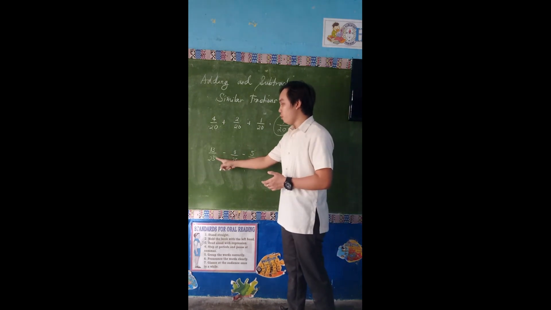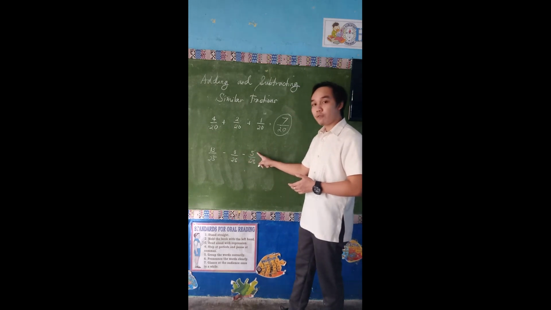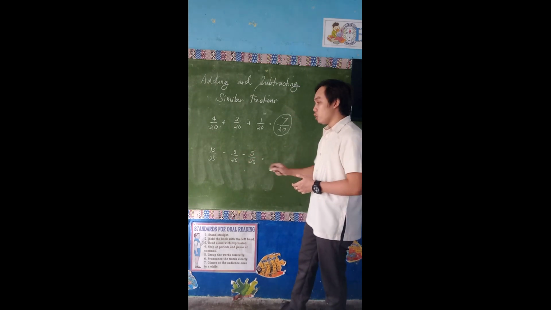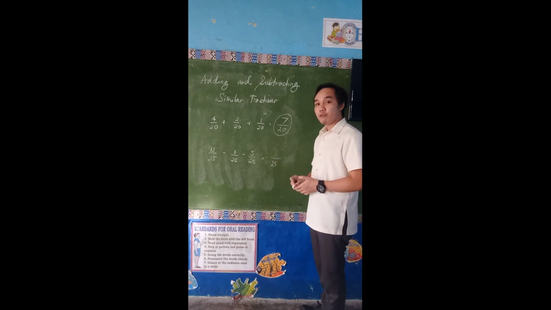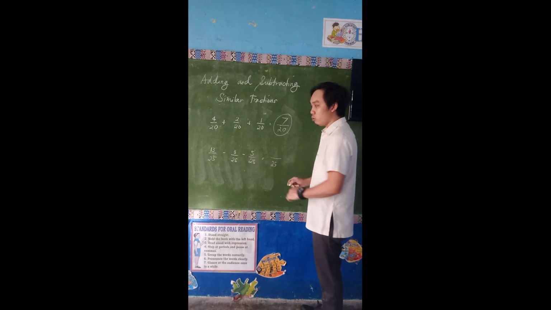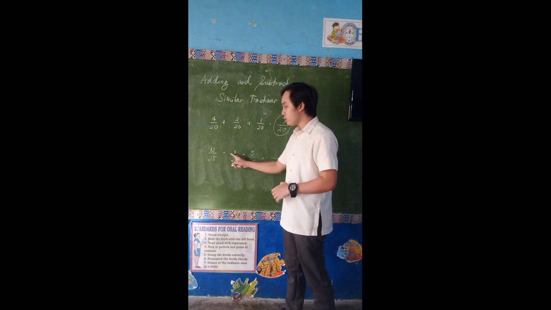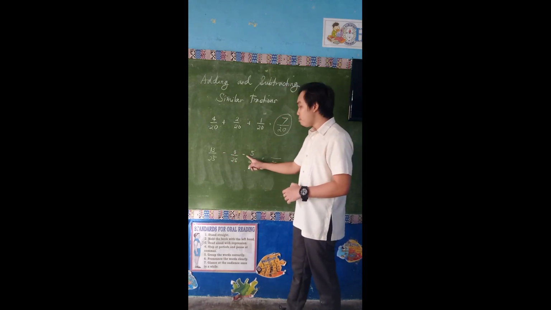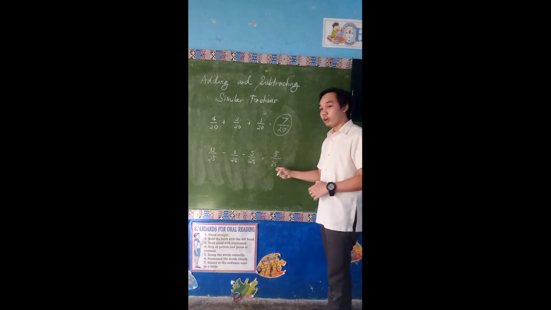Next, 13 over 25 minus 3 over 25 minus 5 over 25. So copy our denominator, which is 25. Next, proceed to subtraction of our numerators. We have 13 minus 3 is 10, minus 5, we have 5. So we have 5 over 25.